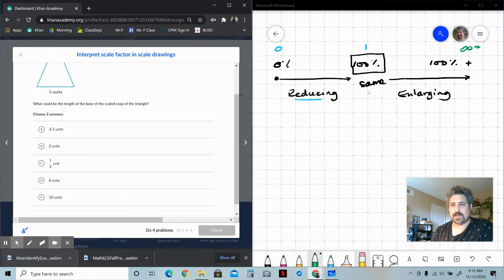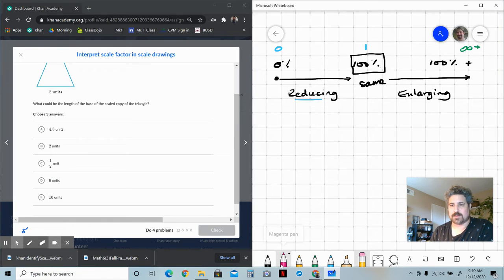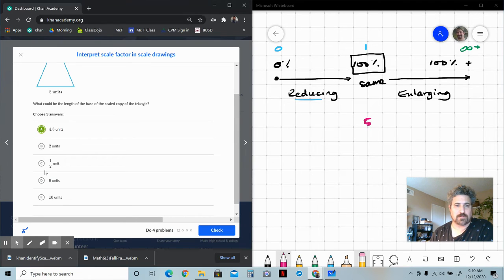So 100% in this case would be 5, which would mean it stays the same size. It's not going to be 5 because it's less than 1 as a scale factor. So it has to be something that's less than 5. So 4.5 will work, 2 will work, and a half will work. Any of those could work. 6 isn't going to work because it's bigger than 5. It's an enlargement. And 10 is not going to work because it's an enlargement. It's bigger than 5. So when your scale factor is less than 1, you're going to reduce. So it's got to be less than the value you see, less than 5.